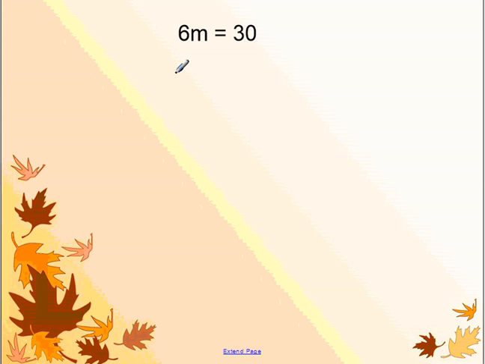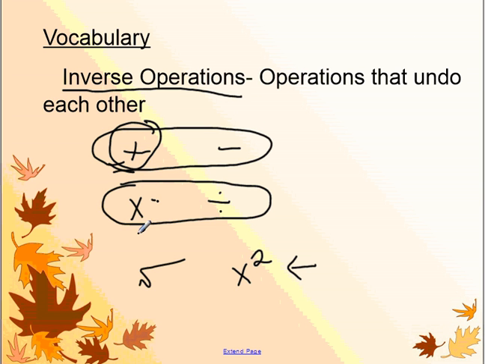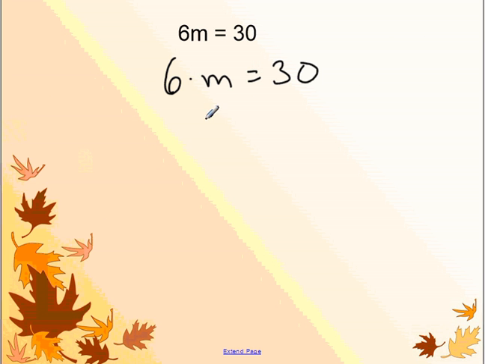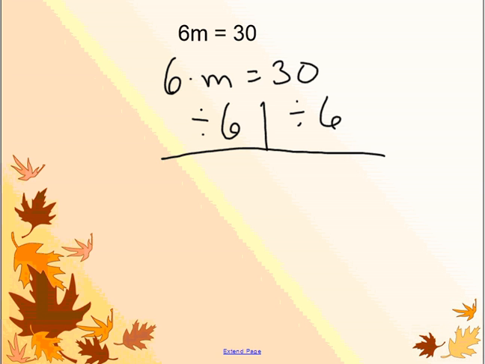Here's another one. Oh, this one's different, Mrs. Ott. This one has 6m equals 30. There's no addition here. There's no subtraction here. But anytime there's a number right next to a variable, they are multiplying. So this is actually 6 times m equals 30. And if we go way back, the inverse operation of multiplication is division. So in order to undo this, I have to take both sides and divide by 6. I have to do it to both sides to keep the balance equal. When I do that, my 6 times m divided by 6 cancels out the 6, so all I'm left with is m. And then 30 divided by 6 is 5. So there you have your answer.